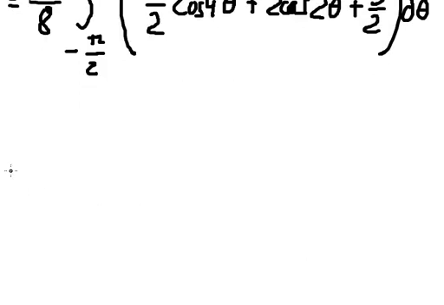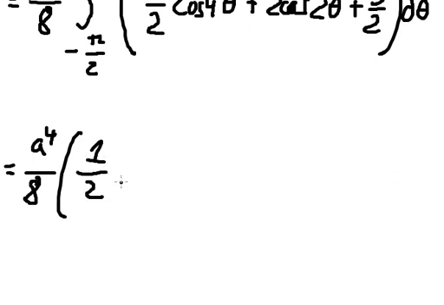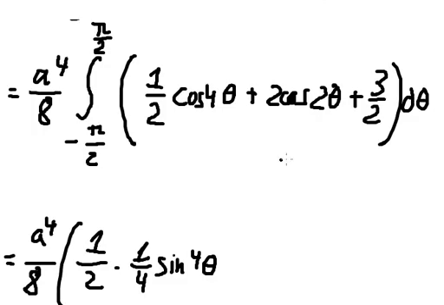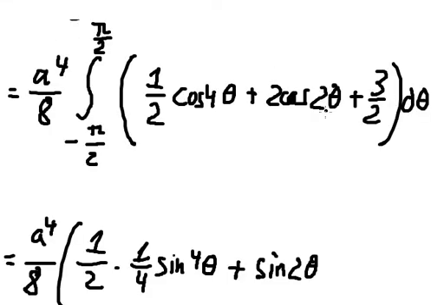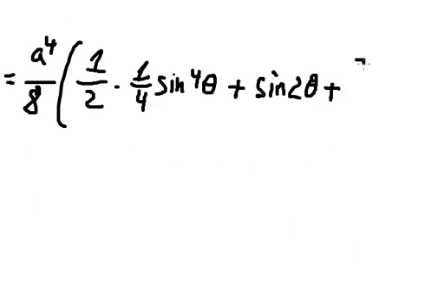And now we have the final answer. This one we have 1 over 4 sine 4 theta. The next one, this one we have sine 2 theta. So that's about for this one. This one we have 3 over 2 theta.